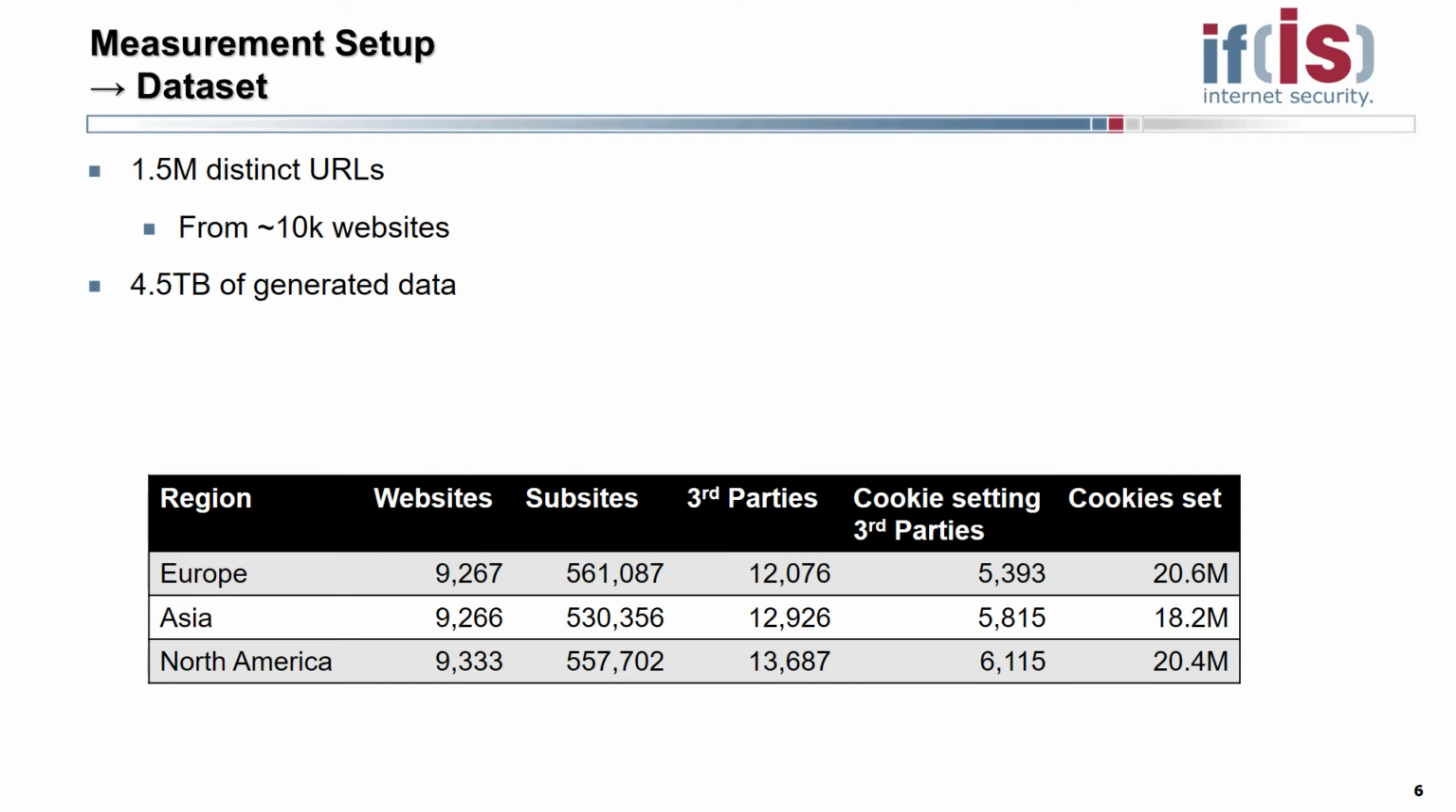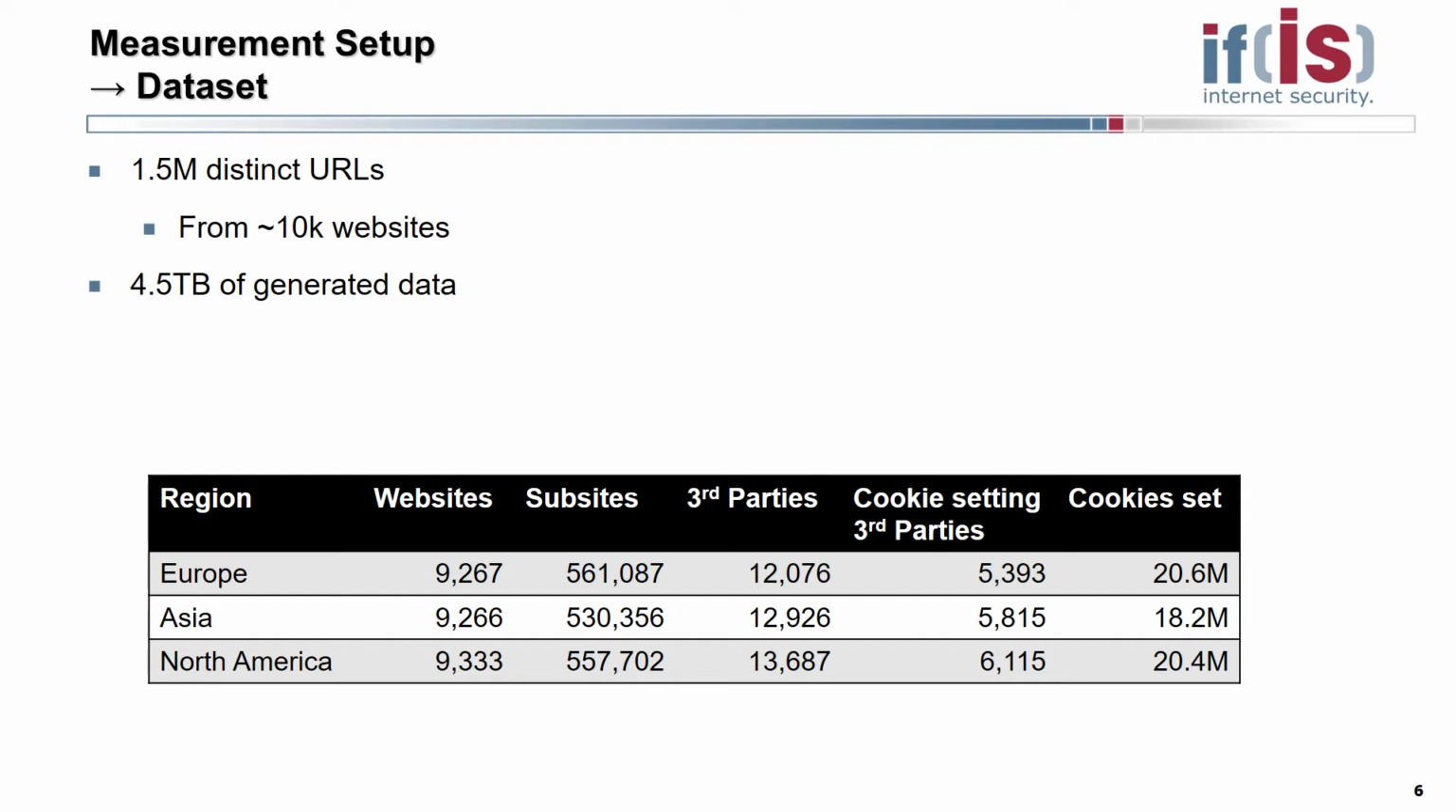Slight deviations of visited websites and subsites can be attributed to crawler crashes or to specific websites not being present at the time of the crawl. Furthermore, it seems that cookie setting behavior is not really impacted by the region.